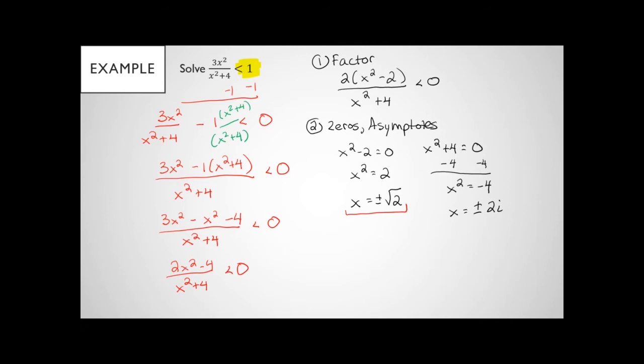So the plus or minus square root of 2, this is zeros. The plus or minus 2i are asymptotes. But because we can't graph imaginary numbers, this tells us that there are no asymptotes. So there's not actually any asymptotes, so we don't have to worry about that. Now the zeros here, we do have 2 zeros, plus or minus square root of 2. And because we have the less than symbol, we're going to do this dashed.